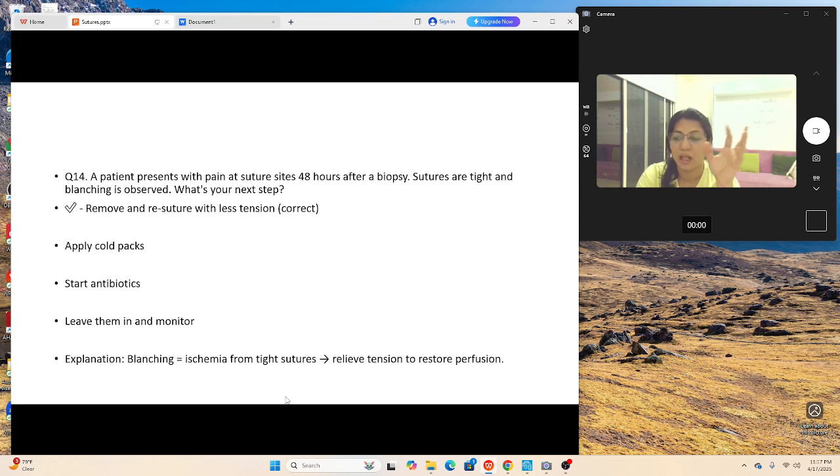Simple as that. Blanching is equal to ischemia from tight sutures, and ischemia will cause pain. So apply cold pack, start antibiotics, leave them in and monitor are not good options. You should just remove the suture and redo it, just release that area. It's like somebody's tightly holding you, then you have to release that tension and the patient will feel better.